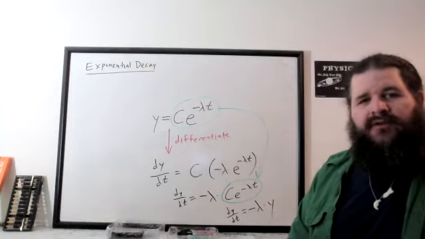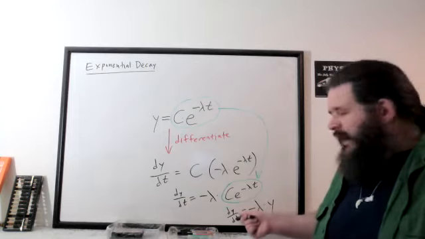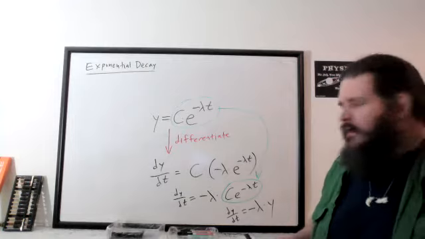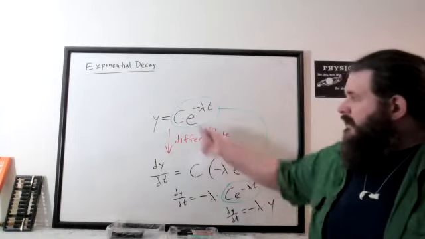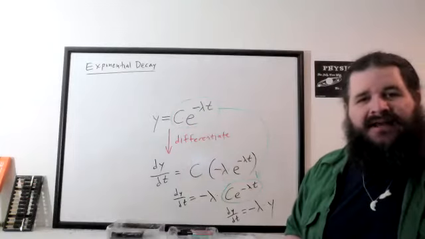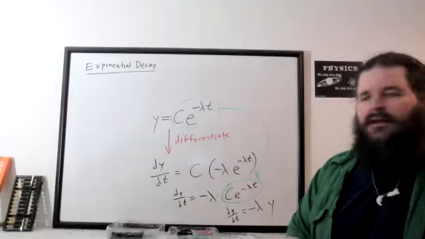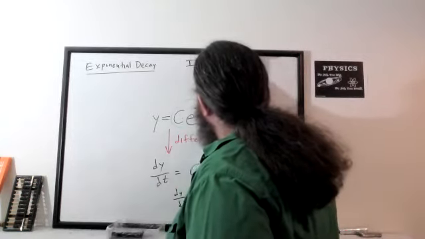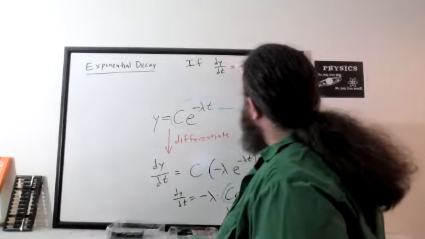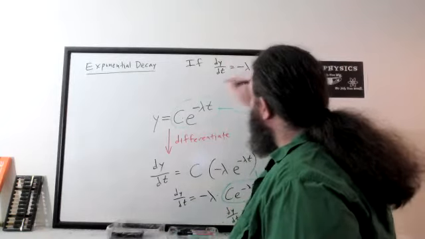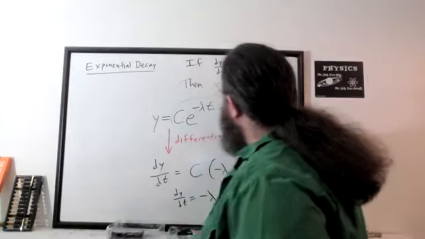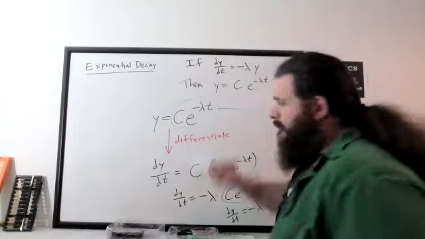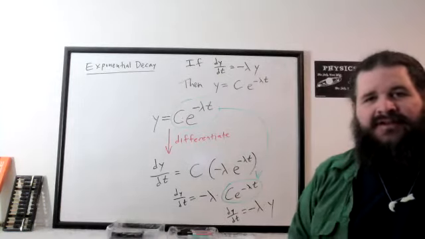And it turns out this works in reverse as well. If you start with the assumption that you have some unknown function whose derivative is a negative constant times the function itself, you can rearrange those terms and integrate to get to the fact that y has to be this exponential function. So we can write this as an if-then statement. If the derivative of some function is negative lambda times the function itself, then that function has to be c e to the negative lambda t. It's got to be an exponential decay function.